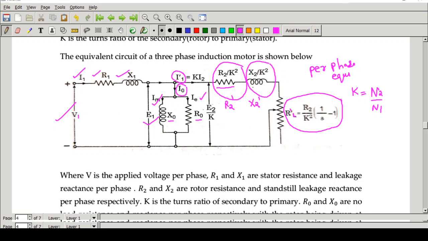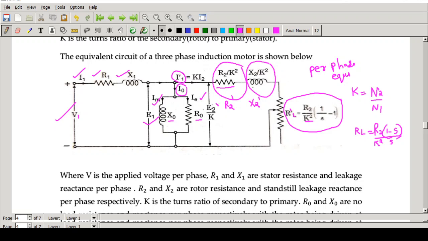Now what about the load? We already know the relation that RL is equal to R2 into (1 minus S) by S. This we have already learnt. And this expression we have to again divide by K squared. Why? Because we are transferring it to the stator side. That is why this K squared is coming. So this is the equivalent circuit of the three-phase induction motor.